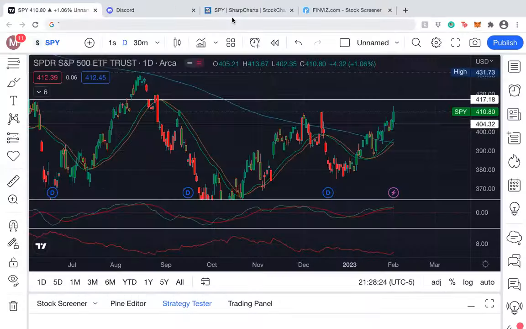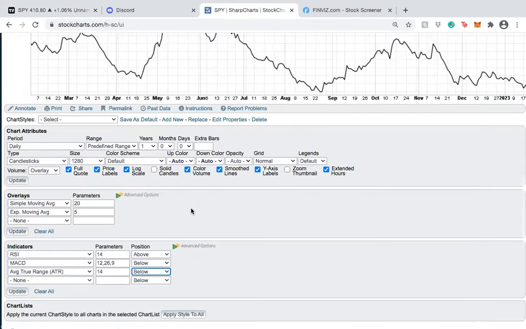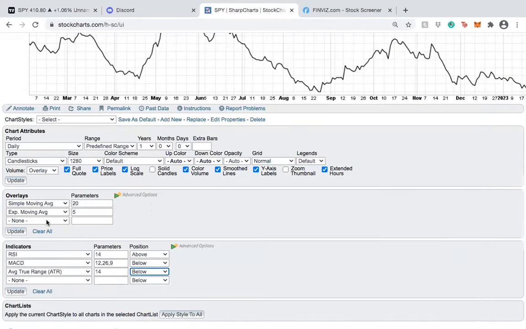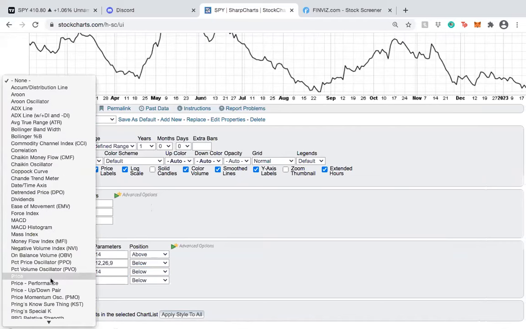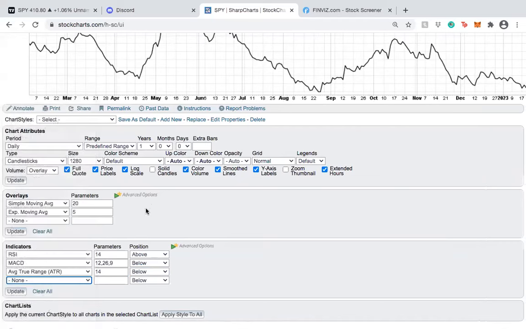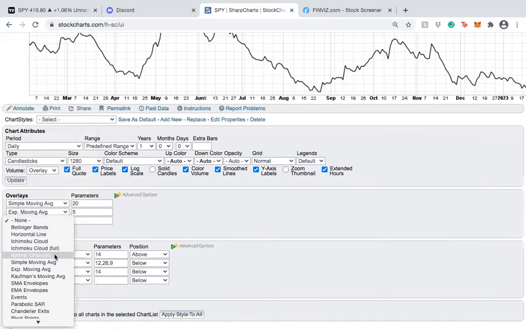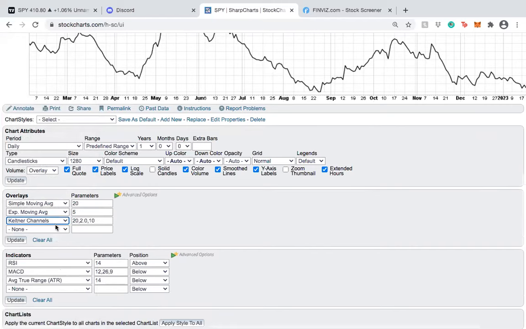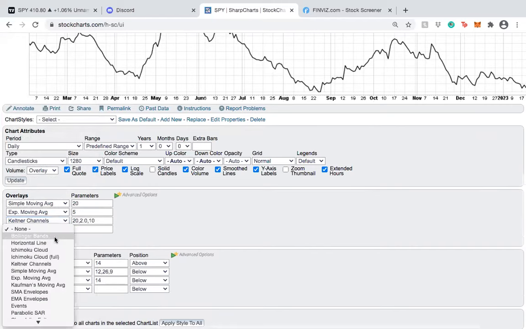You can go to StockCharts. You can put some of these things on there. I think you can do it on StockCharts. Yeah, so you can put the Keltner channels there. The Keltner channels are really similar to the Bollinger Bands. It's pretty much the same thing, just different variations of what they use to calculate those, but they're both very effective.